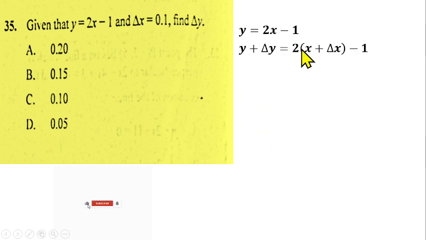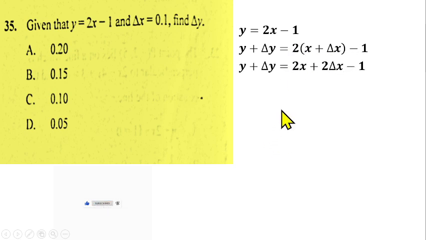Question number 35 is from differentiation. We are given this to find the change in y. That means we need to differentiate this from first principles. So we are given y equals 2x minus 1. We need to add a change to both variables, the dependent and the independent variable. So we'll have y plus change in y equals 2 into x plus change in x, minus 1.